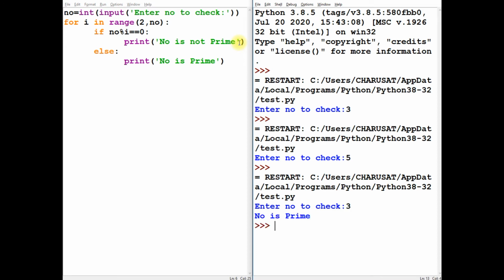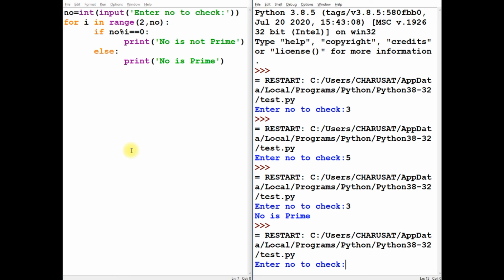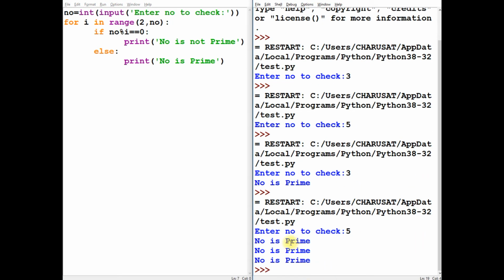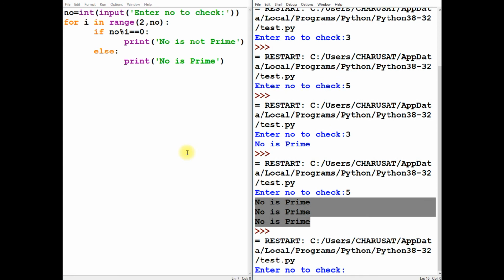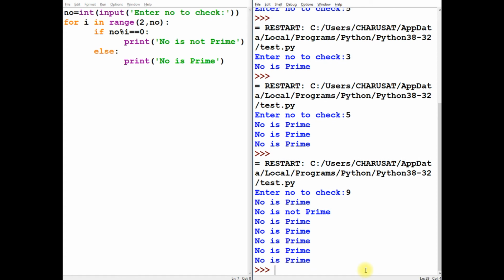So 3, number is prime. Now you get that. Again I'll run this code. I'll enter 5. So you get number is prime, number is prime. Now you see this message is printed 3 times. Let me again run this example with let us say number 9. Okay, so something interesting is happening here. Initially number is prime, then I am getting one more message that number is not prime, then again I am getting number is prime messages.